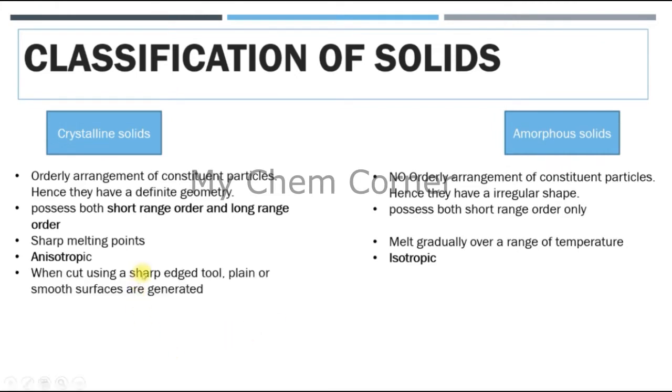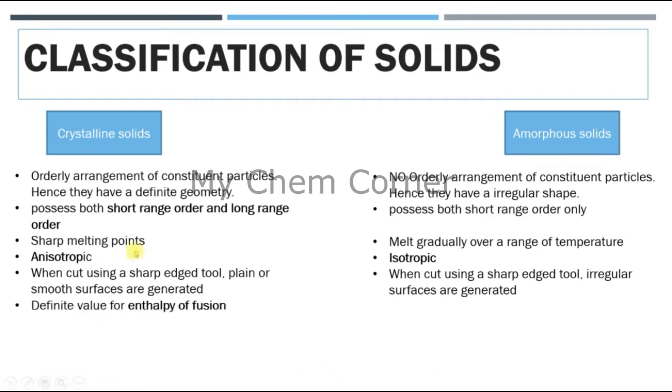Now the next one: say I'm taking a crystalline solid and I want to cut it. Because they have a consistent arrangement of particles, with both short and long range order, no matter how I cut it, it's going to give me a smooth surface. But the same thing with an amorphous solid is going to give me an irregular surface, because there is no orderly arrangement of particles at all. So when I cut it, it's going to give me an irregular pattern.